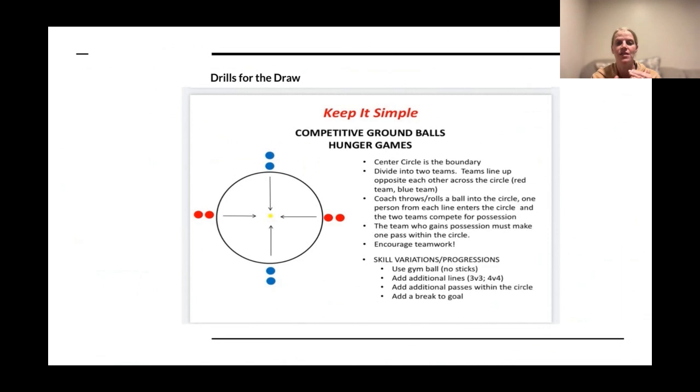So as you're getting into the 12U and the 14U, where they're specializing a little bit more, I think at 10U, everybody should be, there's not a draw circle at 10U, but they're still taking the draw. But once they get up into those areas, this is a great drill to figure out who should be those people up on the circle too.